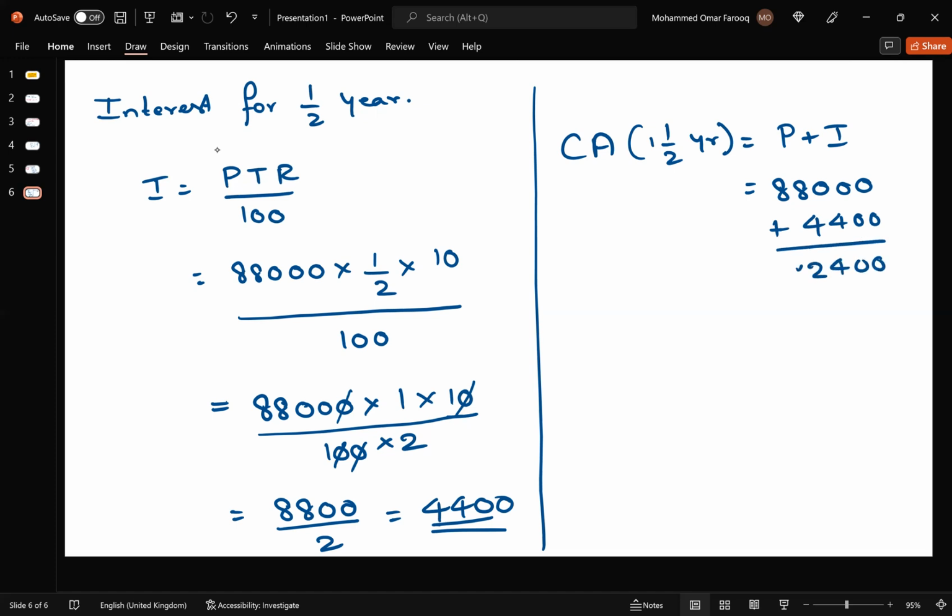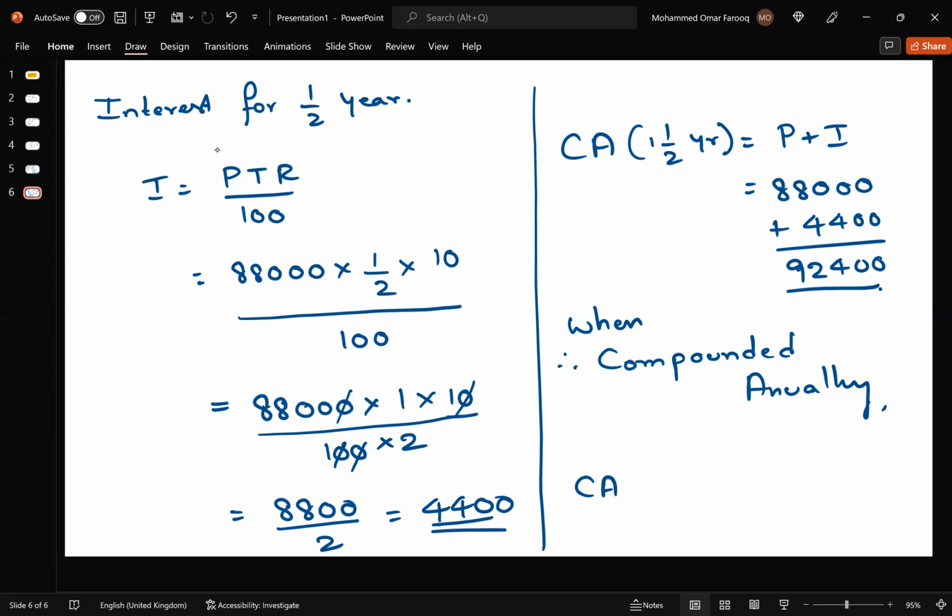It is 92,400. So therefore, when compounded annually, the compound amount is equal to 92,400.